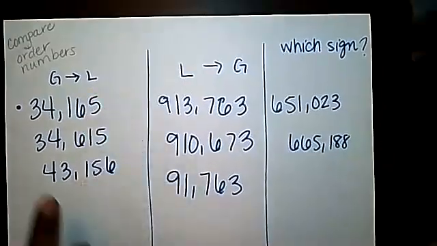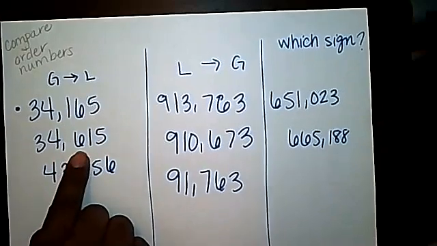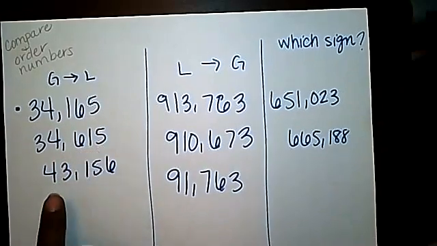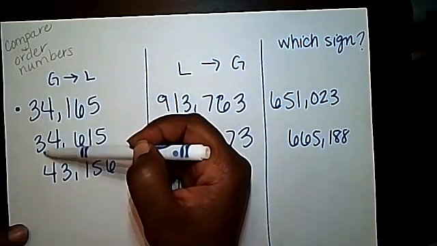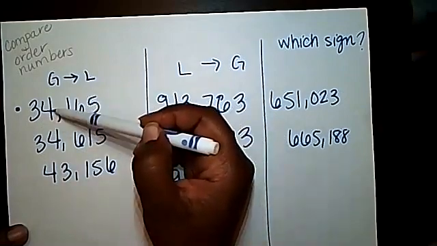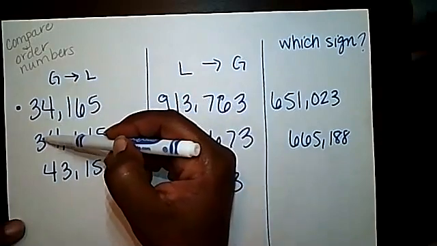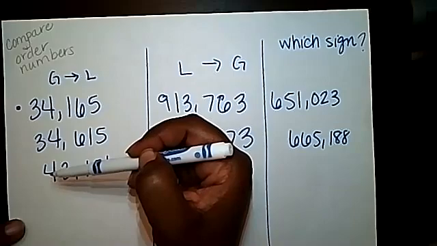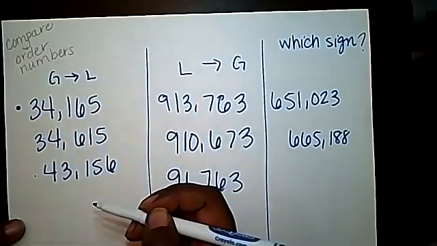For this one, I have 34,165, 34,615, 43,156. And I have to put them in order from greatest to least. So my first thing is I need to look in my 10,000s place. Ones, tens, hundreds, thousands, 10,000s. Remember the place value chart I showed you. So I see a 3, I see a 3, and I see a 4. Well, I know 3 is less than 4. So I know this one should be going first.